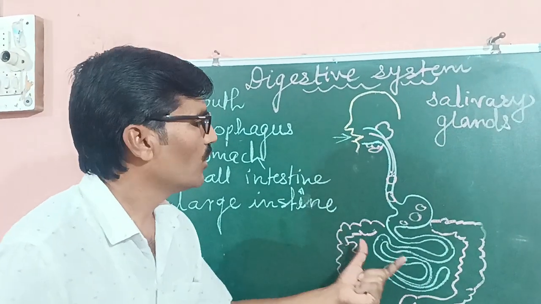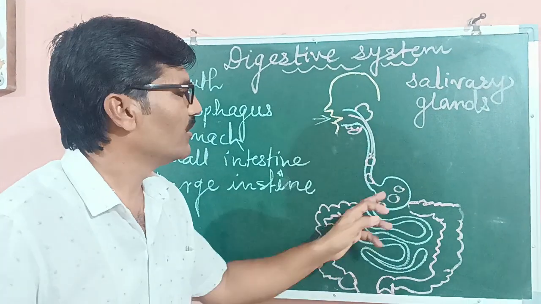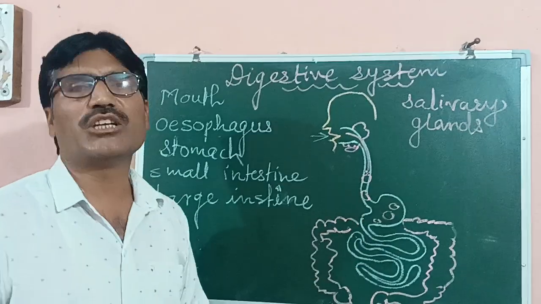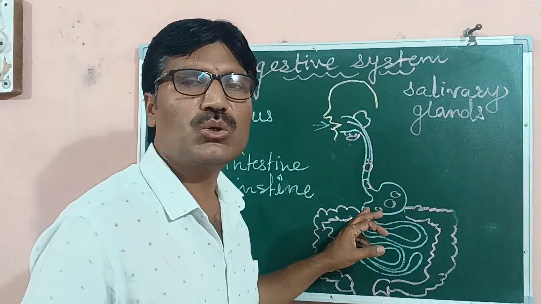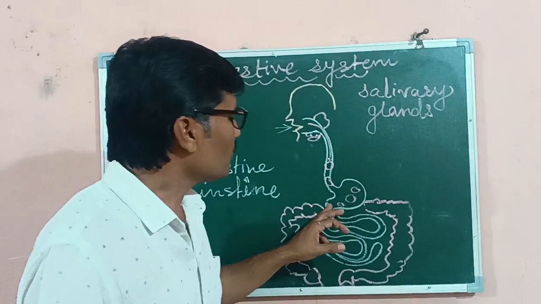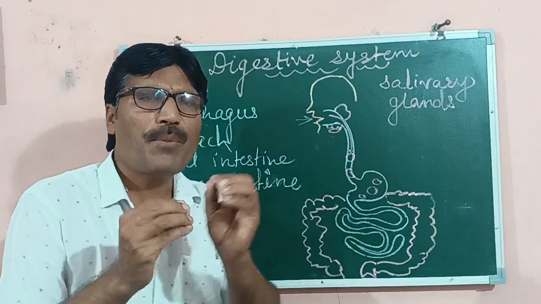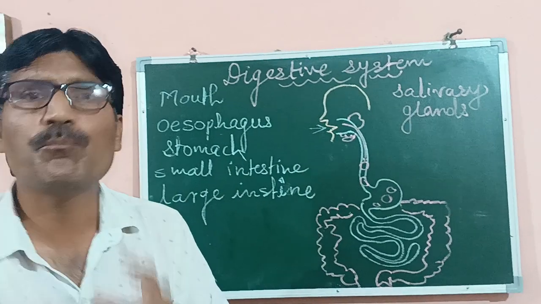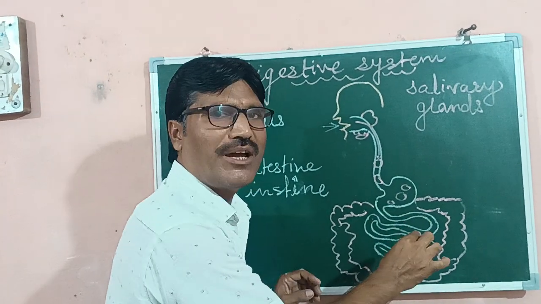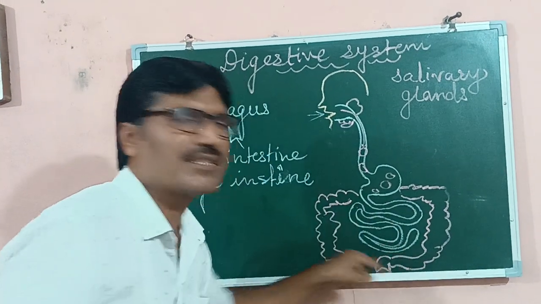Okay, well, so the food is well churned in the stomach and it is converted into chyme. Chyme means a paste, a semi-solid paste, which is easily pushed throughout the coiled small intestine.